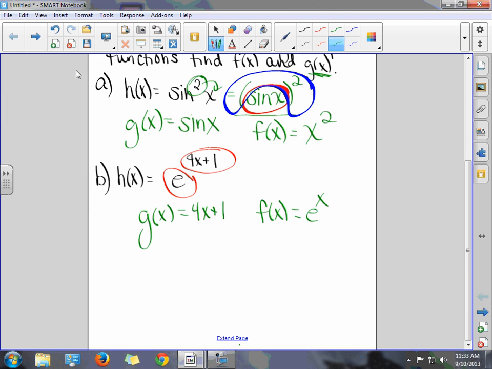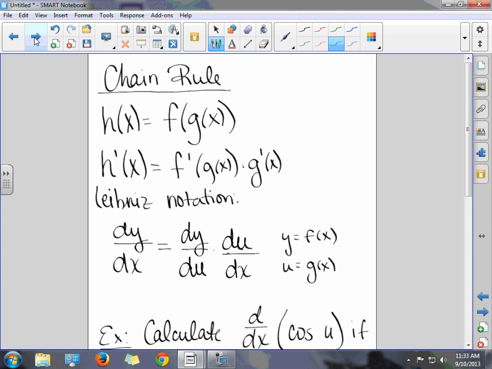So we got the composite functions down. So now let's take a look at the chain rule. This gives us a way to differentiate composite functions. We have g of x again as our inner function, and f is our outer function.